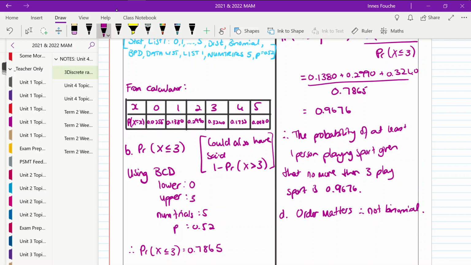Okay, so therefore, what we're actually looking for is our probability of somebody playing sport, then not playing sport, then not playing sport. It's just like a normal tree diagram, and that would be equal to 0.52 multiplied by 0.48, and that's 0.1198.